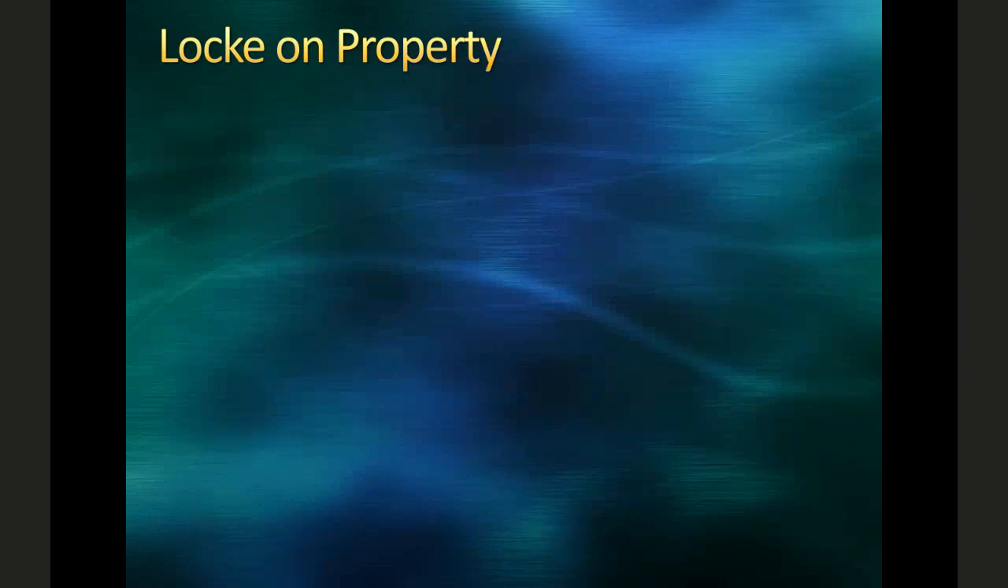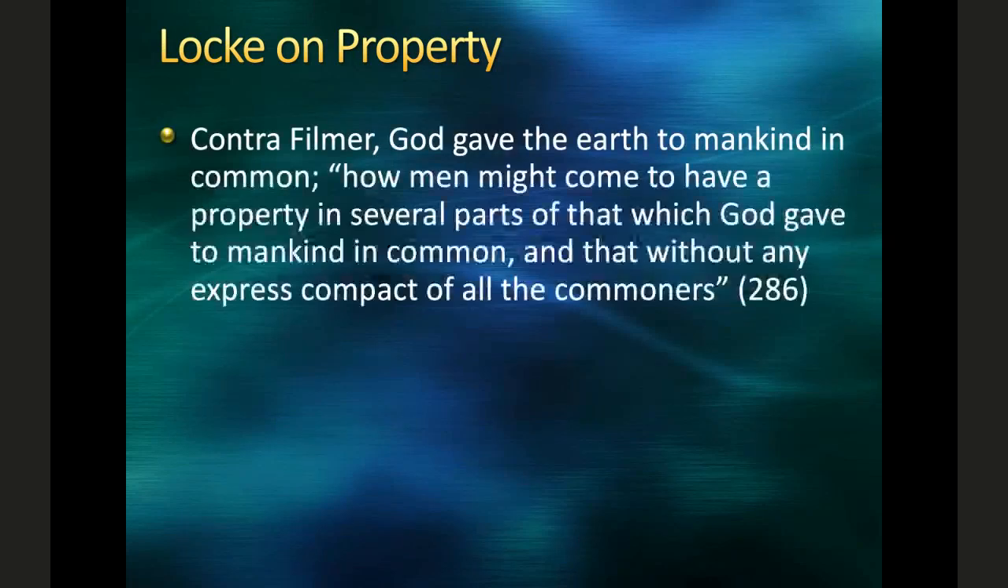And it's probably the first time that we really see a theory of property being developed in the text that we've studied. So, in contrast to Filmer, God gives the earth not to Adam and his heirs, but to human beings in common. The question then is how men might come to have property in several parts of that which God gave to mankind in common, and that without any express compact of all the commoners. If the earth is given to us all to share for our common benefit, why am I allowed to put a fence around some of it, claim it as mine, and then charge people the right to use it?